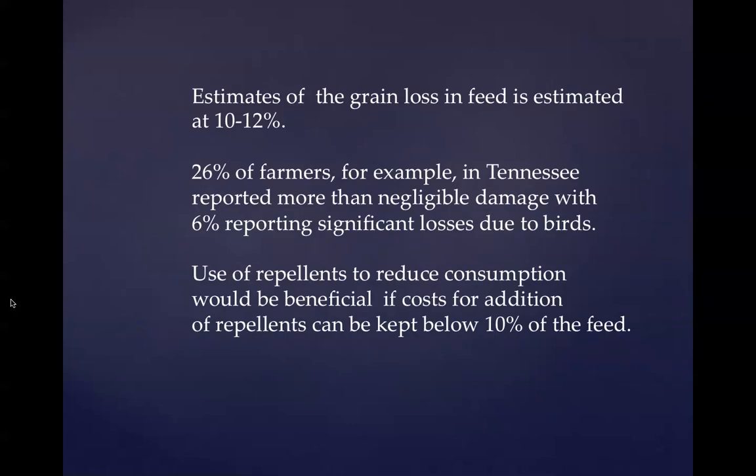Estimates of the grain loss in feed is estimated to be 10 to 12% annually. 26% of farmers, for example, in Tennessee, reported more than negligible damage, with 6% reporting significant losses due to birds. Use of repellents to reduce consumption would be beneficial if costs for the addition of the repellents can be kept below 10% of the cost of the feed.